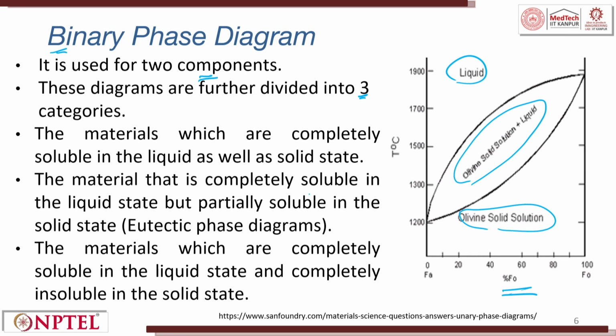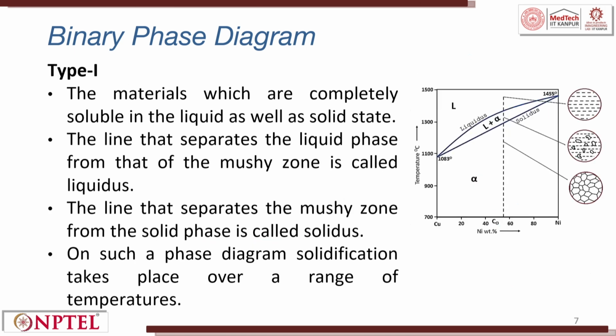The material that is completely soluble in liquid state, but partially soluble in the solid state, is called a eutectic phase diagram. Here it will be completely liquid, here it will be completely solid, and here it will be liquid plus solid. The third is the materials which are completely soluble in liquid state and completely insoluble in solid state. So, it can exist in three types. Type 1 in binary phase diagram.